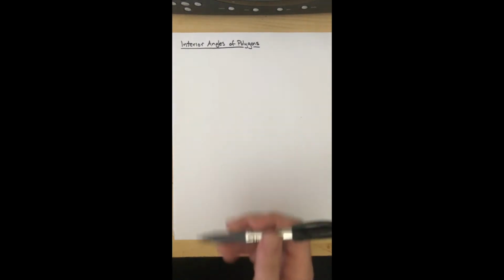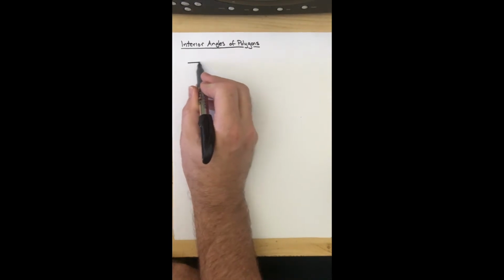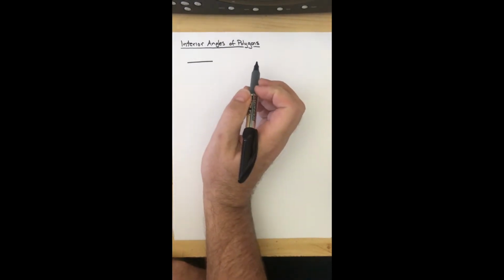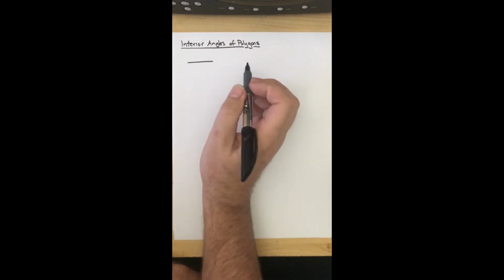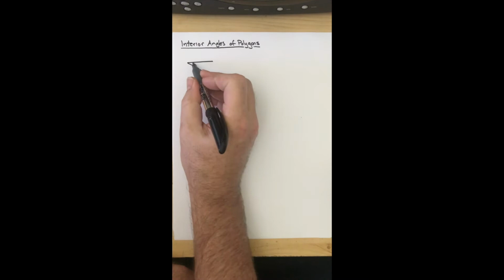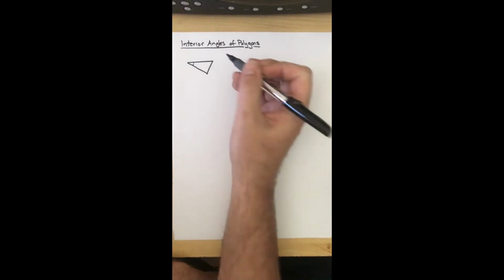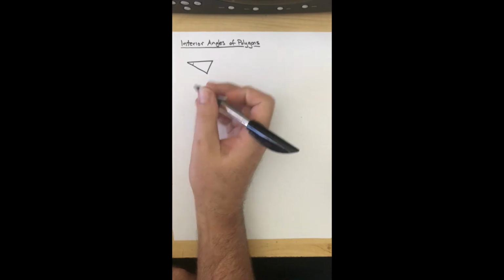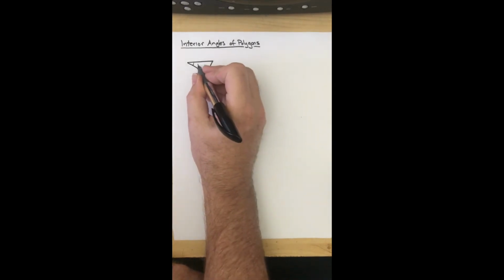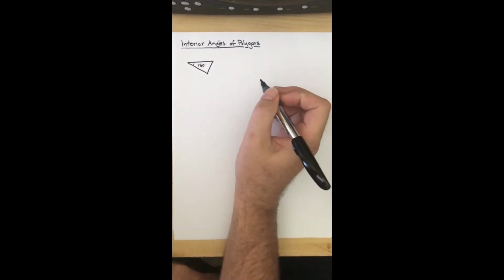Now, one line is just a line. It's a line segment. If I draw 2 lines, I have an angle now right here. If I draw 3 lines, I have a triangle. We know that a triangle is 180 degrees. So 3 sides is 180 degrees.